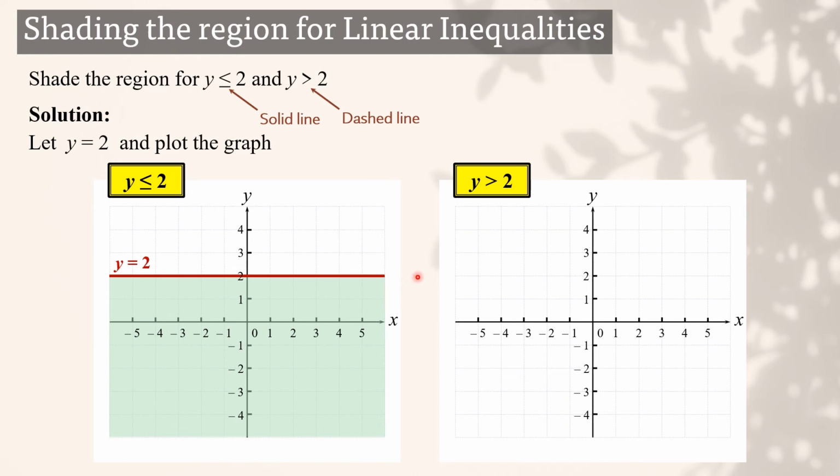For the next example, here is y greater than 2. So a dashed line will cross the y-axis at 2. For greater than, we will shade the region above the dashed line.